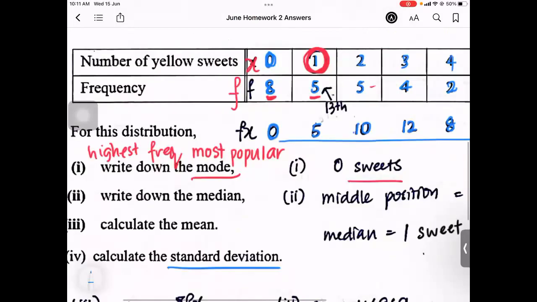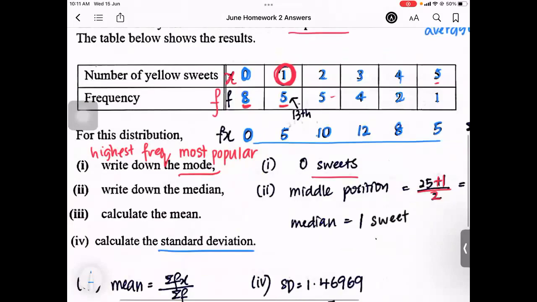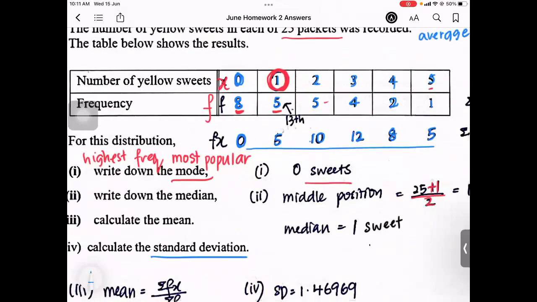So you remember to switch on your frequency mode. I can't show you how to key the calculator now. So if you need to, if you cannot remember, please do it for me. I'll go through with you.